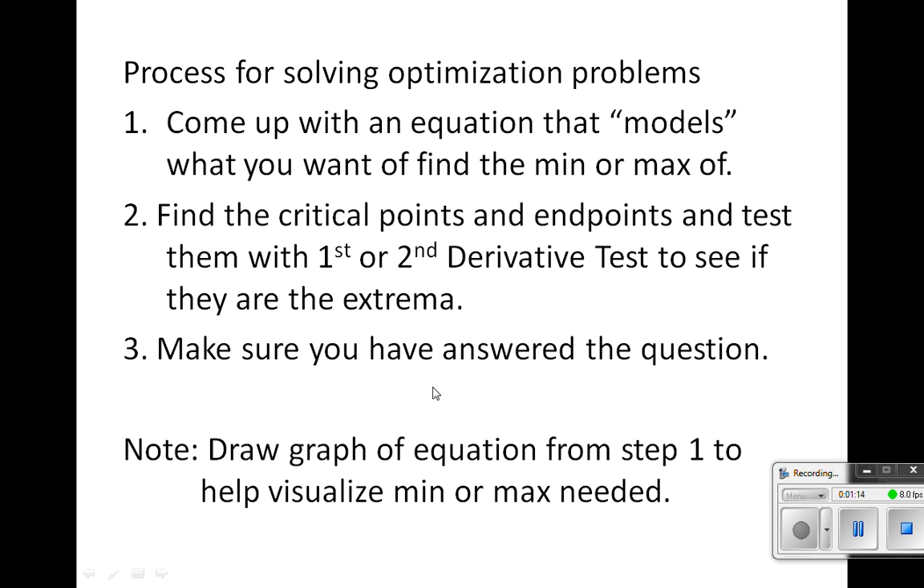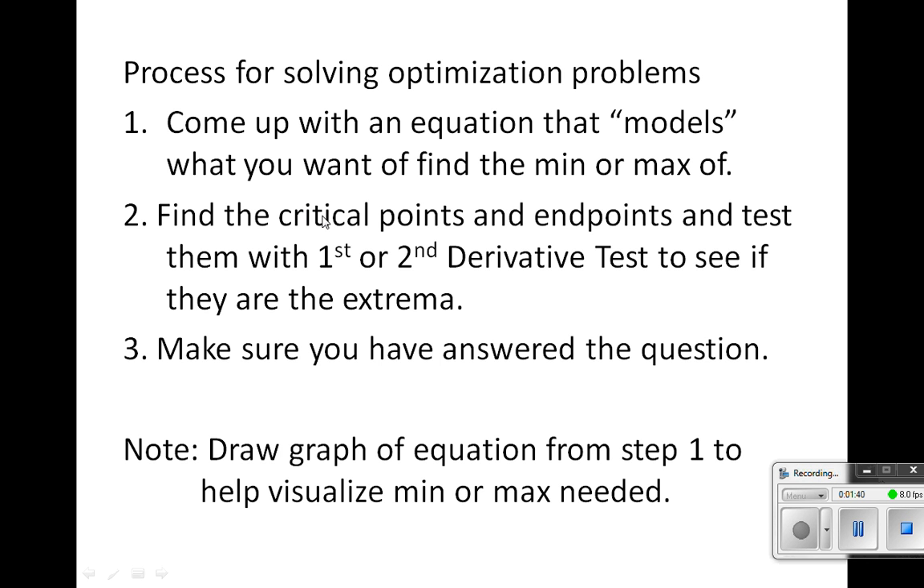So I put in here a 3-step thing to try to stick to as you're approaching these problems. First thing is, you're always going to try to come up with the equation that models the situation. This equation is going to be your primary equation, the one that you end up taking the derivative of. Sometimes there's a secondary equation as well. That secondary equation, if there is one, is usually used simply to get rid of one of the variables in the primary equation that you're maximizing or minimizing.